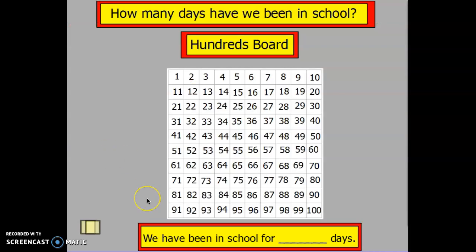So I'm going to look at my hundreds chart and I'm going to try to find that number 7. Do you think it will be near the top of the chart or near the bottom of the chart? Definitely near the top of the chart because 7 is a pretty small number and this chart goes up to 100. I found it. So we have been in school for 7 days so far.